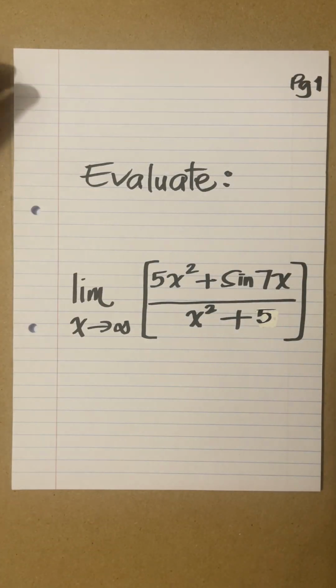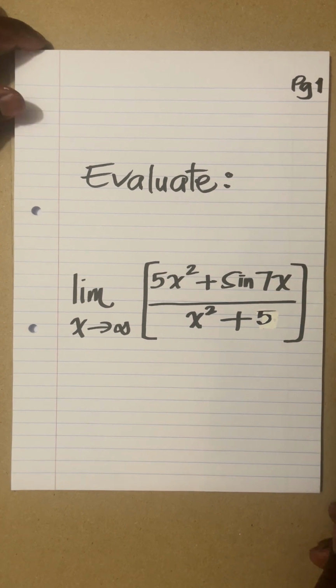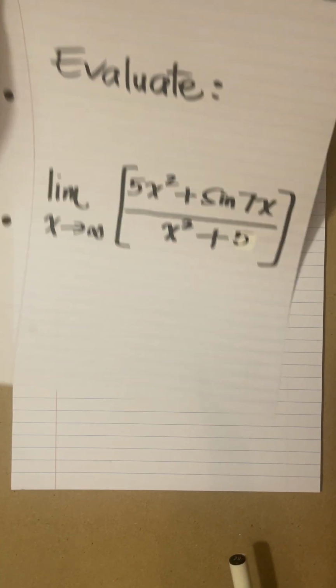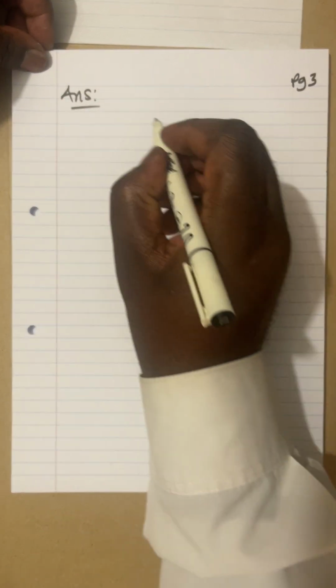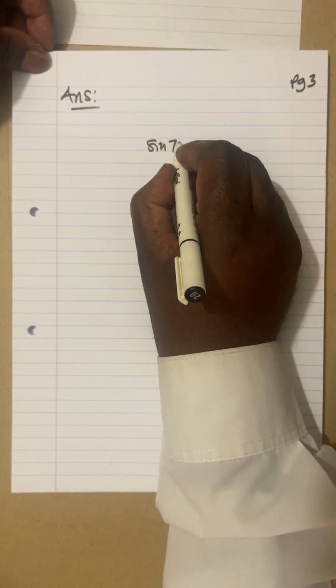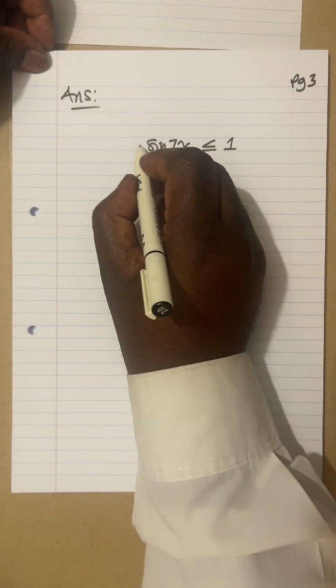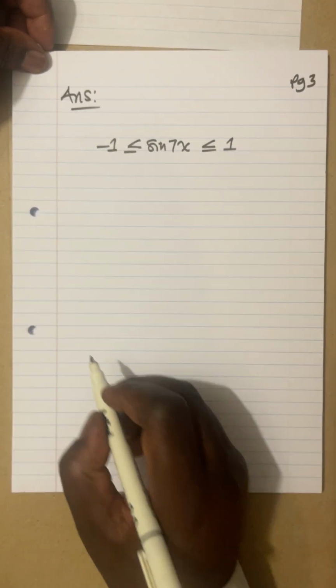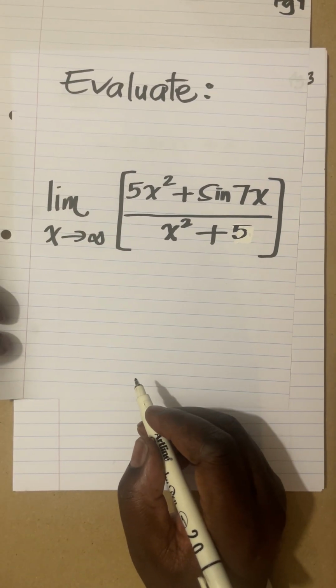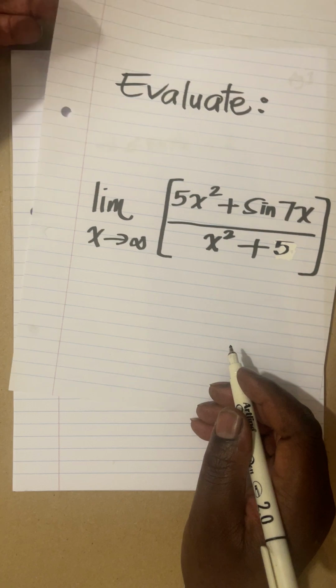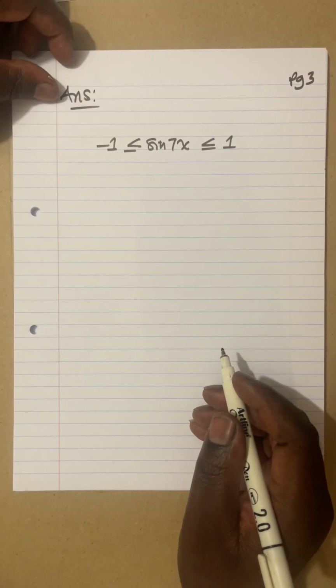Now let's see how we apply the sandwich theorem in this question. I'm going to start with the sine 7x because we have some information about that. So let's go to our page number, this is page 3. Our solution then is going to be as follows. We know that sine 7x is less than or equal to 1, but is greater than or equal to minus 1. We know that. And if you look at the numerator here, we must add 5x squared. So we're going to have to add 5x squared on each and every term here.